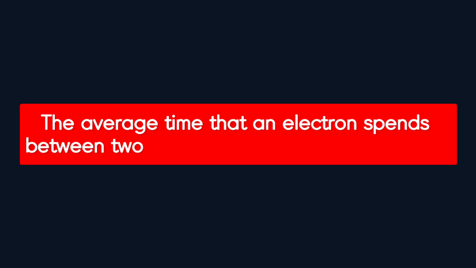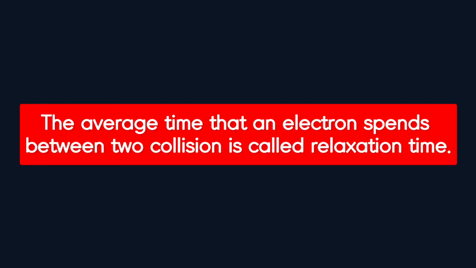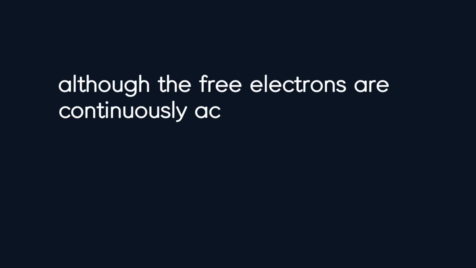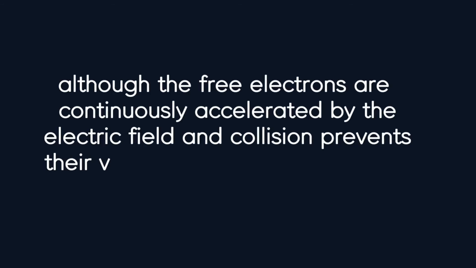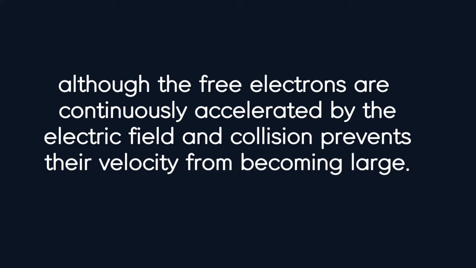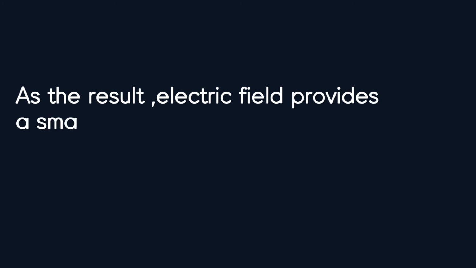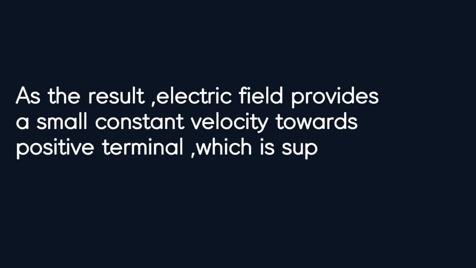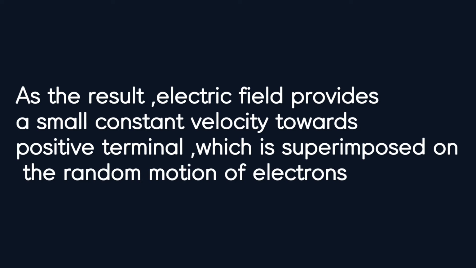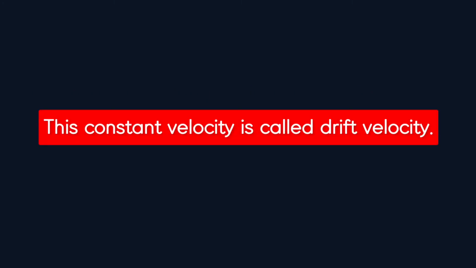The average time that an electron spends between two collisions is called relaxation time. Although the free electrons are continuously accelerated by the electric field, collisions prevent their velocity from becoming very large. As a result, the electric field provides a small constant velocity towards the positive terminal, which is superimposed on the random motion of electrons. This constant velocity is called drift velocity.